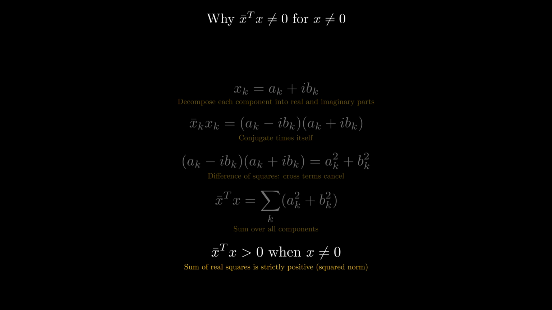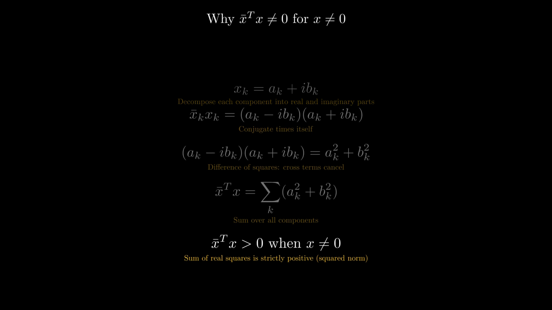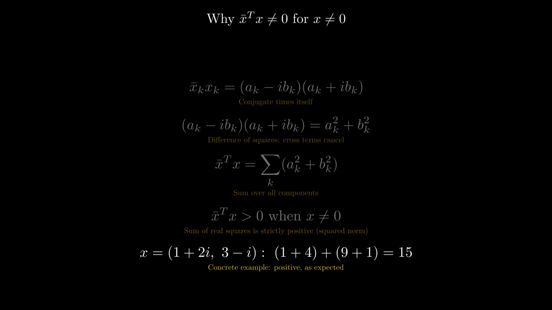This is a sum of squares of real numbers, so it's strictly positive whenever x is non-zero. Geometrically, this is the squared length, or norm squared, of a complex vector. For a quick example, take x equals (1 plus 2i, 3 minus i). The first component contributes 1 plus 4, that's 5. The second contributes 9 plus 1, that's 10. Total 15, which is positive as expected.